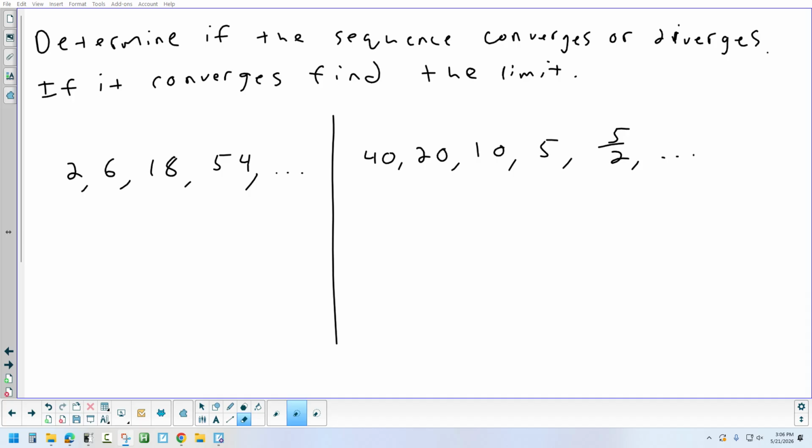All right, so the next question we're going to look at is determining if a sequence of numbers converges or diverges. If a sequence of numbers converges, that means the numbers themselves are getting closer and closer to 1.